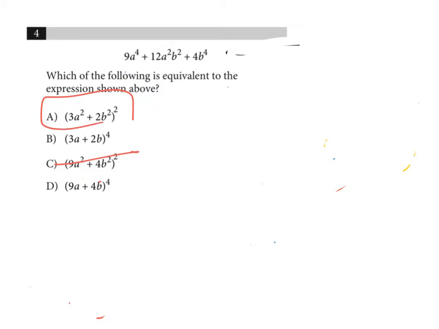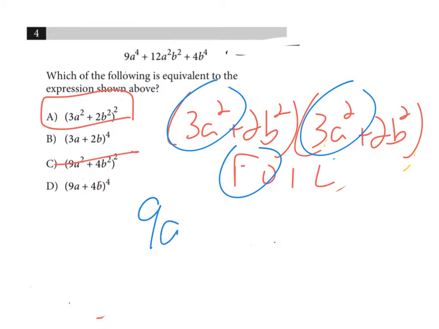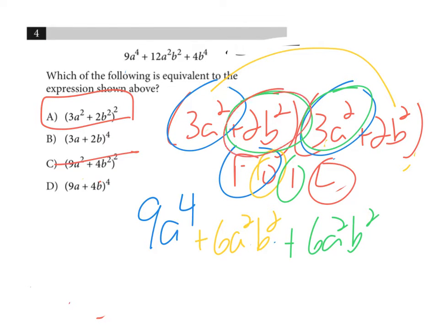So here, let's take a look at letter A. 3a squared plus 2b squared, squared means to multiply it by itself. And now when I FOIL, the firsts, 3a squared times 3a squared gives you a 9a to the fourth. The outsides, 3a squared times 2b squared is a 6a squared b squared. Insides, 2b squared times 3a squared is a positive 6a squared b squared. And then my lasts, 2b squared times 2b squared gives me a 4b to the fourth.